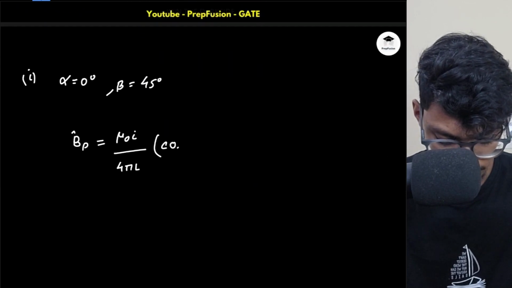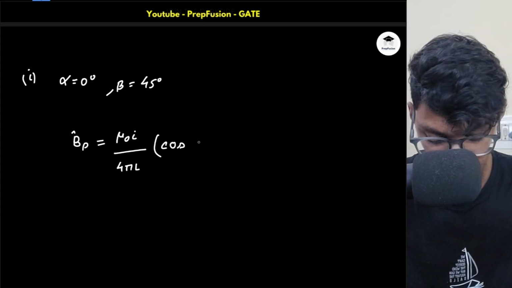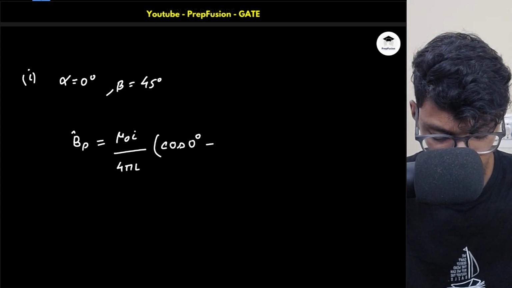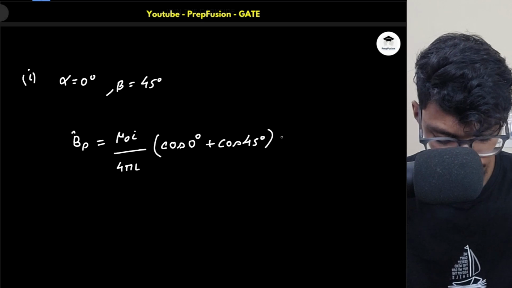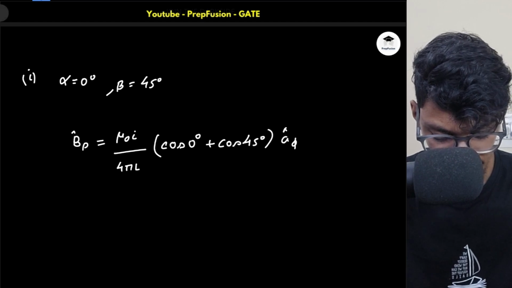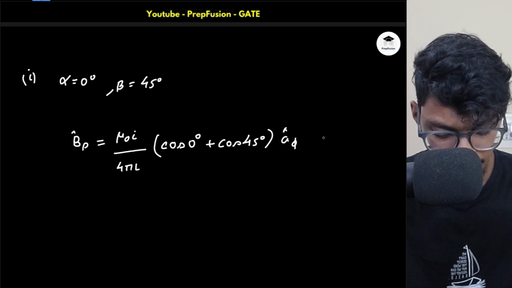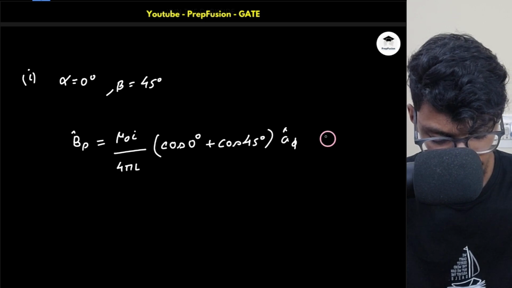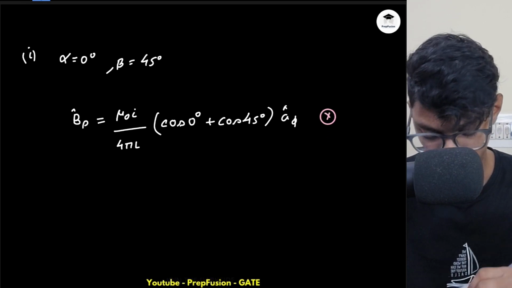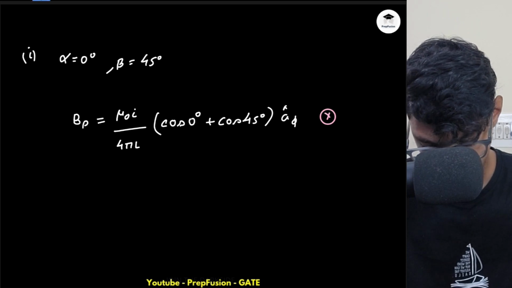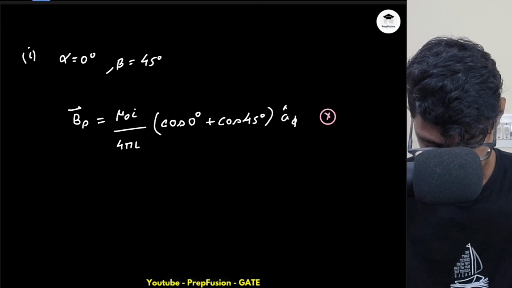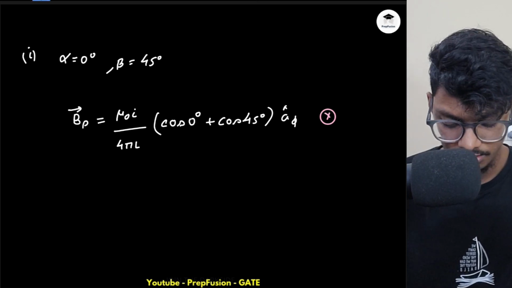into cos of how much? Cos of alpha is 90, cos of not 90, so alpha is 0, plus cos of 45, into the direction, which is arrow cap, or inwards, right? As I'm on the right hand side, it will be inwards, cross, simply going into the screen. This is not B arrow cap, this simply is B dash.